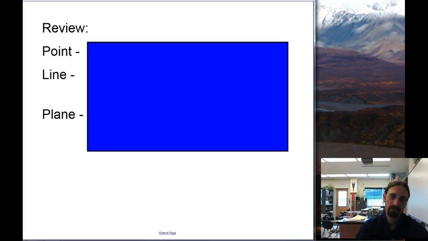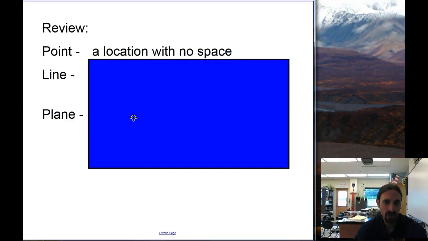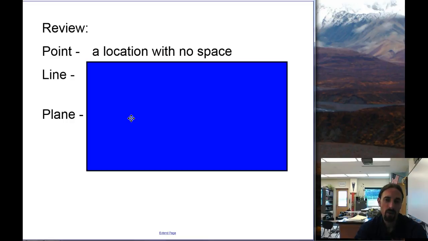Hey, geometers. In this video, I want to take a look at lecture 3.1, which is all about parallel and perpendicular lines. But before we do that, it's a good idea to just review these three undefined terms: point, line, and plane. Do you remember what a point is? Well, that's right. It is a location with no space. It has no size. There is no dimension to a point. It is just a location in space.